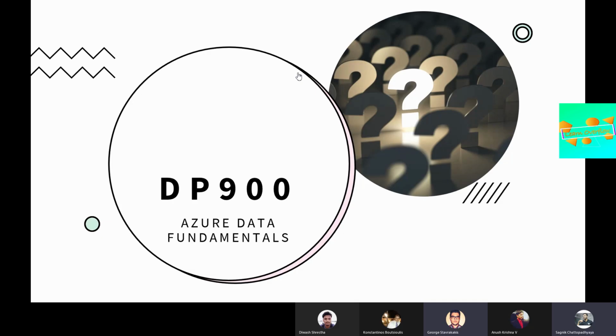Okay. So this is the basic DP900, and the first thing we would discuss is why you should take this exam. I think that's the most important question you should focus on. You should definitely take this exam if you are a beginner to databases, if you want to learn what exactly data is, the basic concepts, and what kind of services Microsoft Azure offers. If you are willing to learn these things and you are a beginner, then this exam is perfect for you. This is the fundamentals exam.